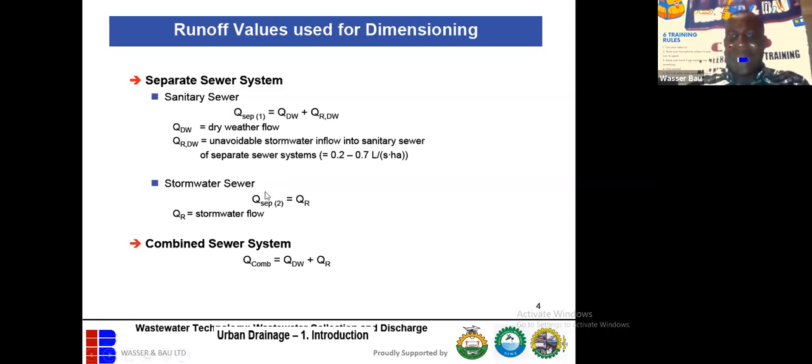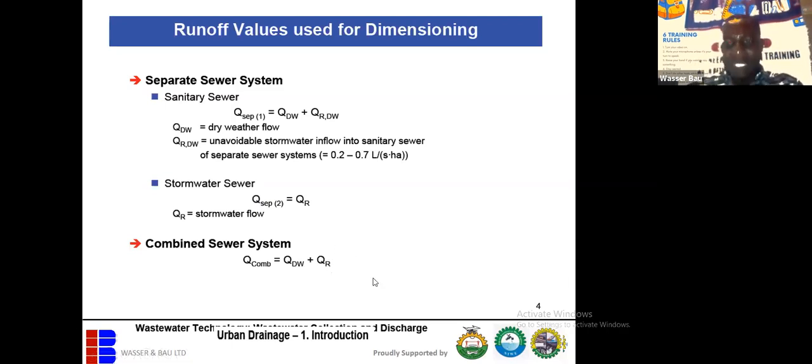But for the storm sewer, the separate sewer, the flow in the separate sewer is just equivalent to the runoff, which is stormwater flow. Then for the combined sewer, it is now the stormwater flow plus the dry weather flow.